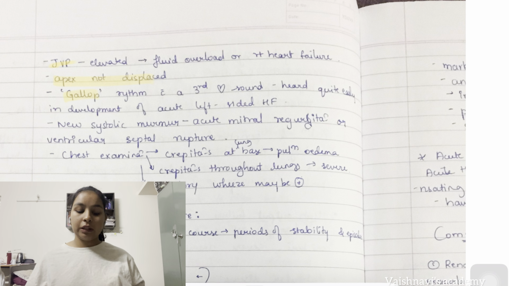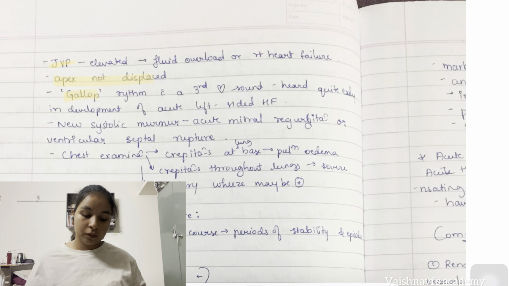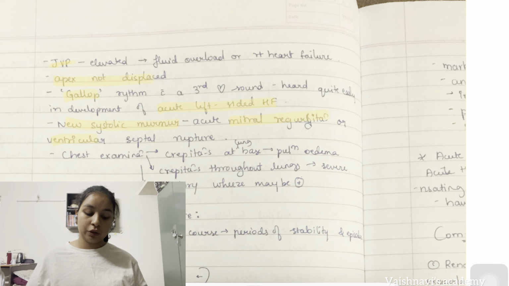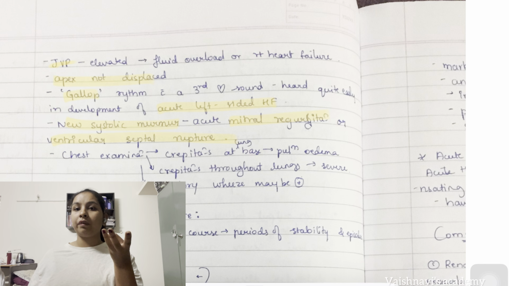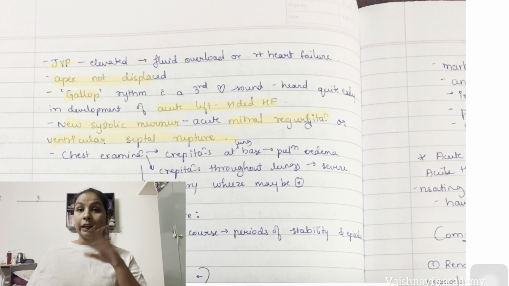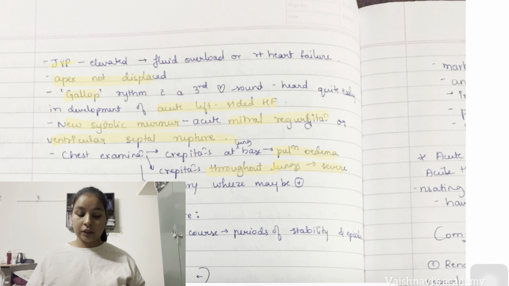Gallop. Gallop is a rhythm with a third heart sound, so it is heard quite clearly in early stages of development of left sided heart failure. Okay, then a new systolic murmur can be heard in acute mitral regurgitation or ventricular septal rupture. Chest examination. In chest examination, we might have three findings related to respiratory things. That is crepitations, which is at the lung base. If it is at the lung base, it is called pulmonary edema. But if the crepitations are throughout the lungs, it is a severe case. And there might be expiratory wheeze.